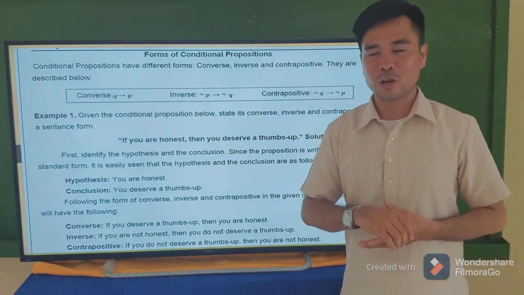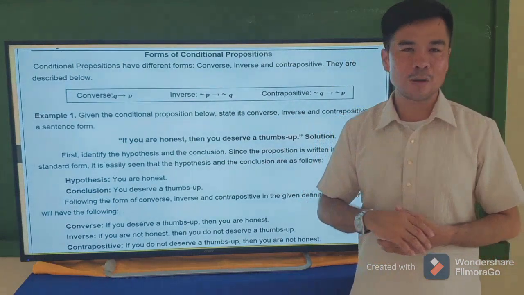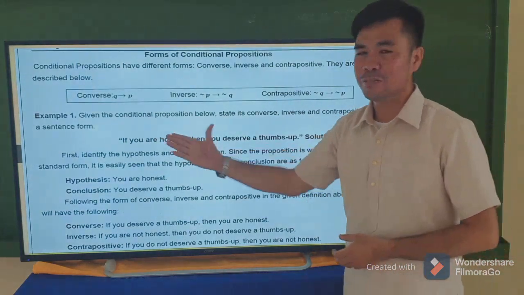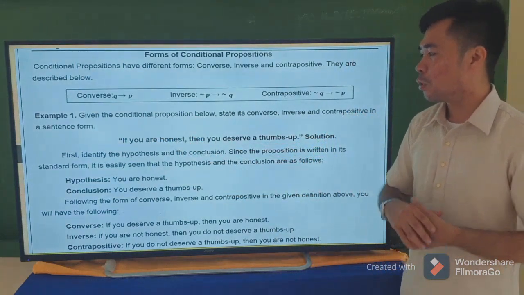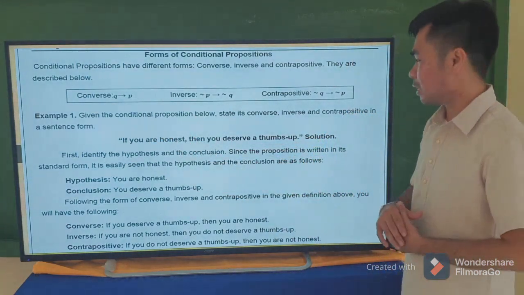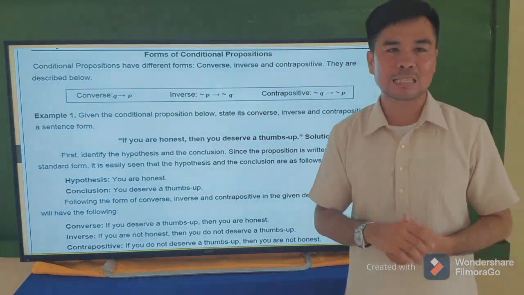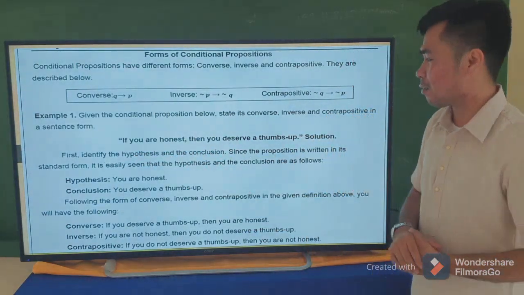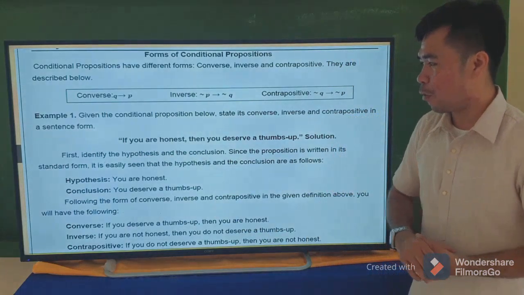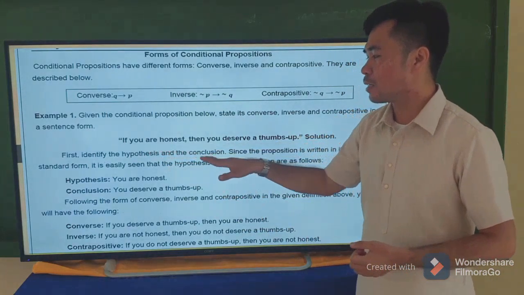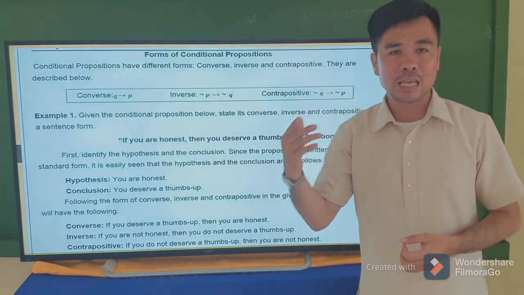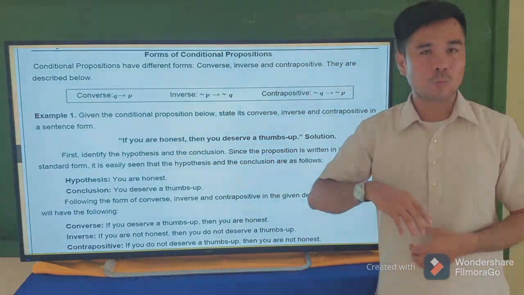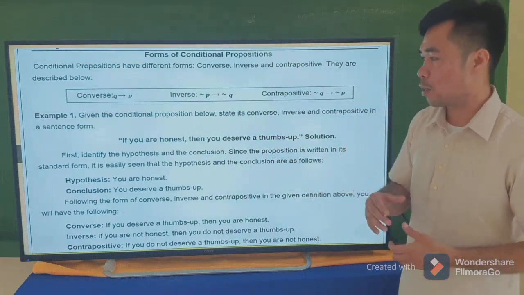Now, to better understand the converse, inverse, and the contrapositive, take a look at our example number 1. Given the conditional proposition below, state its converse, inverse, and contrapositive in sentence form. So we have our sentence here: If you are honest, then you deserve a thumbs up. In our solution, "you are honest" is our statement number 1, which is our P, then "you deserve a thumbs up" is our proposition number 2, which is our Q.